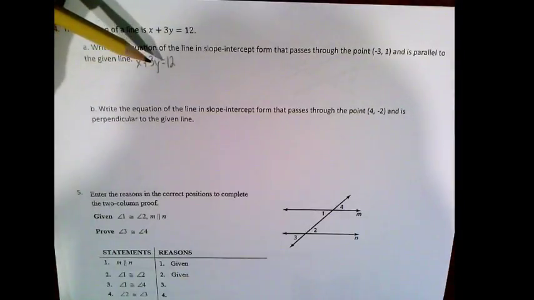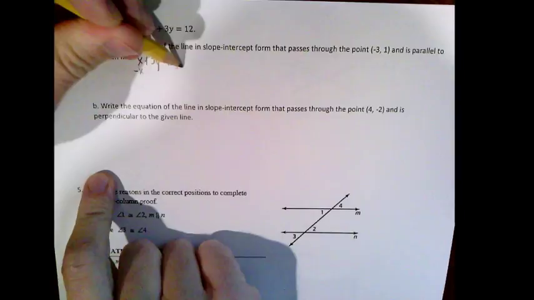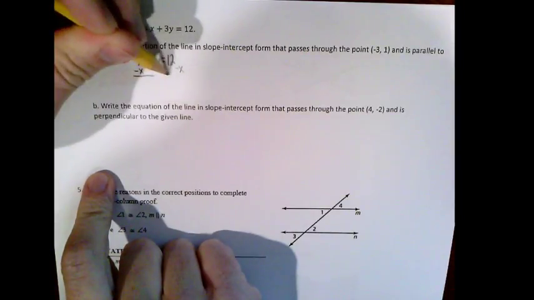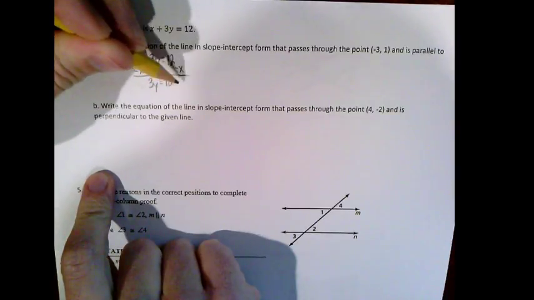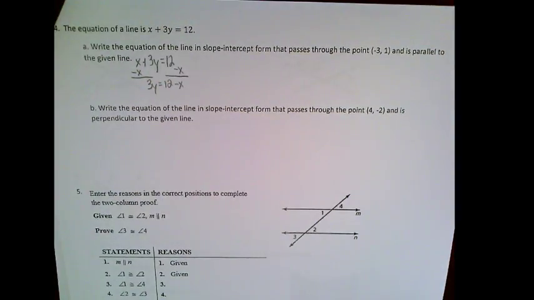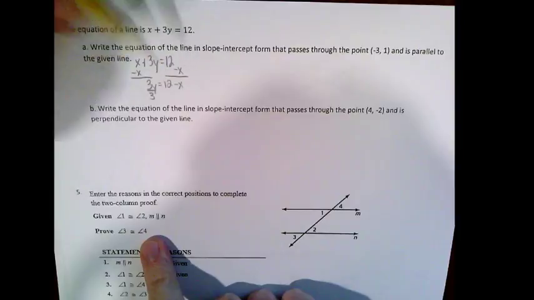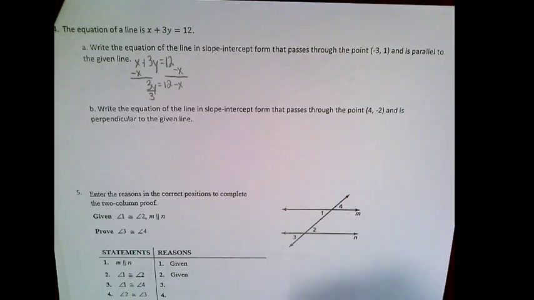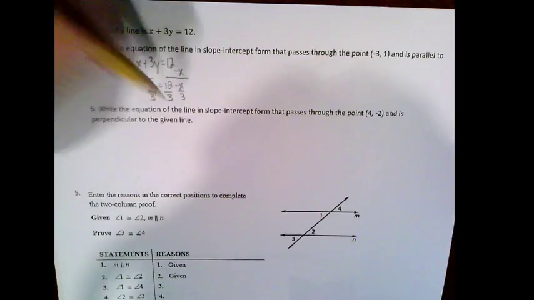I need to get y by itself. So I'm going to move this x. I'm going to do the opposite. Whatever I do to one side, I do to the other. That gives me 3y equals 12 minus x. And then I have to divide both sides by 3. A friendly reminder, if you're not too awesome on this, is you want to divide everything by 3. That's where a lot of students get tripped up.